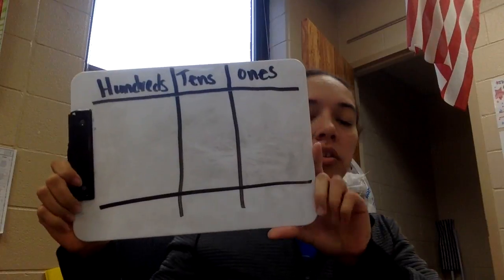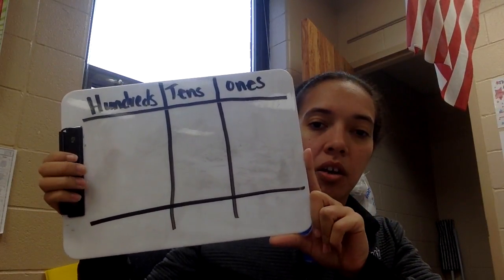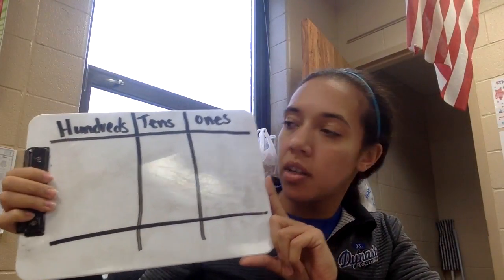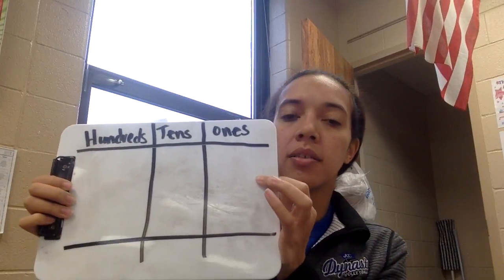Okay, today we are going to review subtraction with regrouping, but first I want to talk about place value. So when you make your place value chart, it should look something like this. It's kind of like your tic-tac-toe board. It has your hundreds, your tens, and your ones.